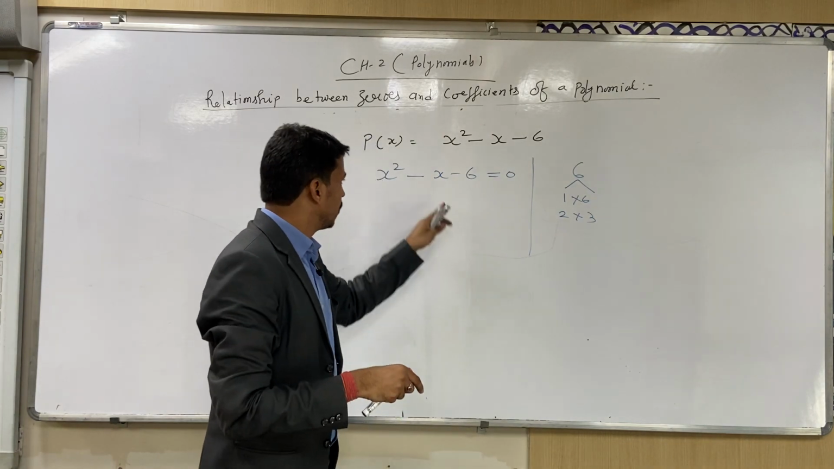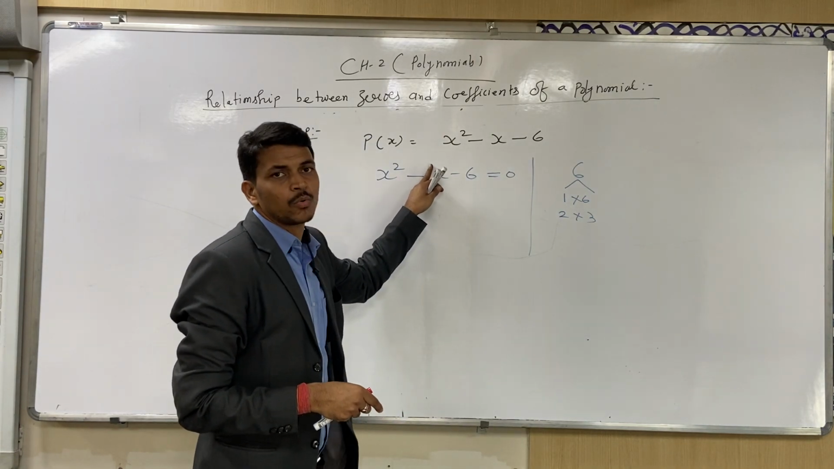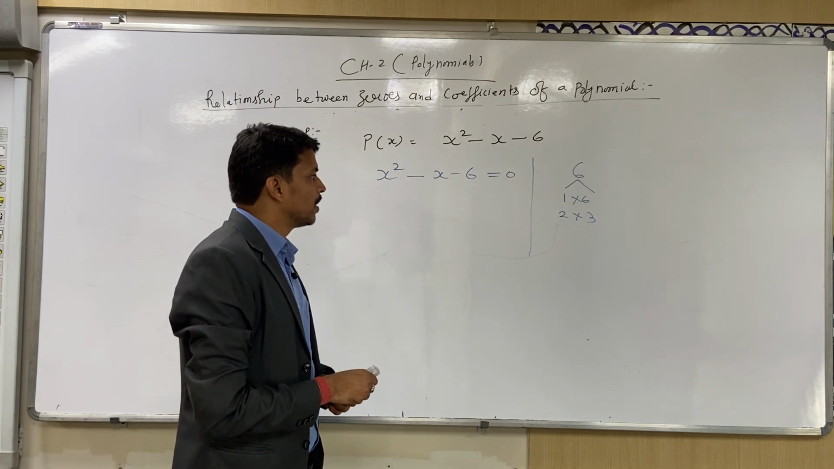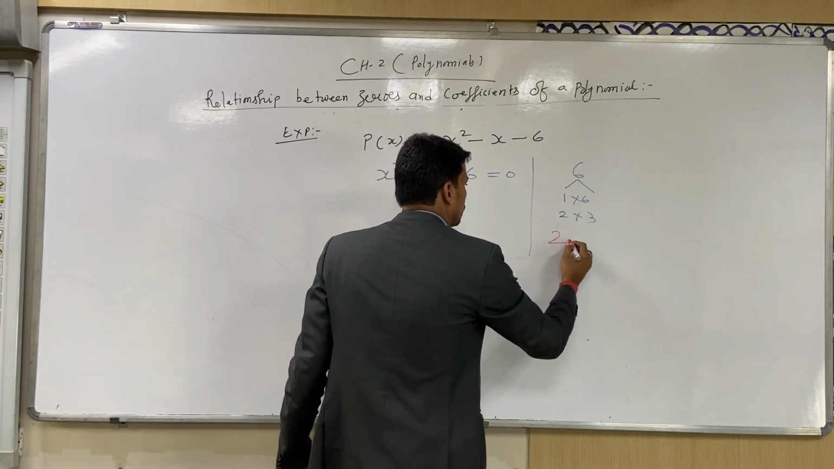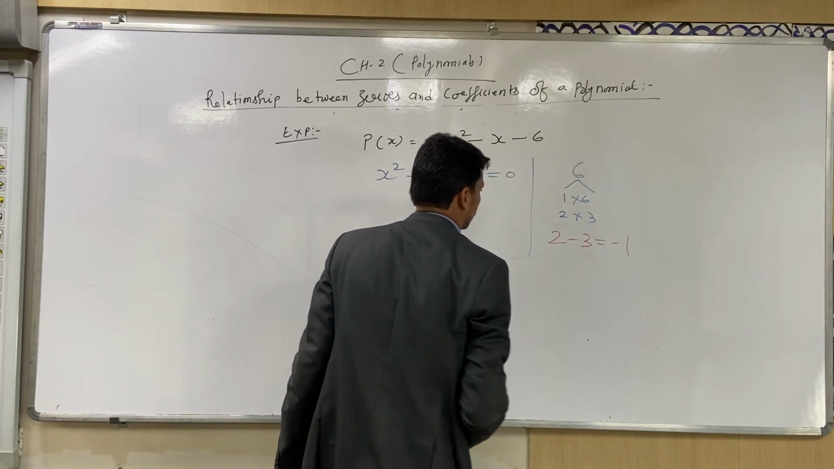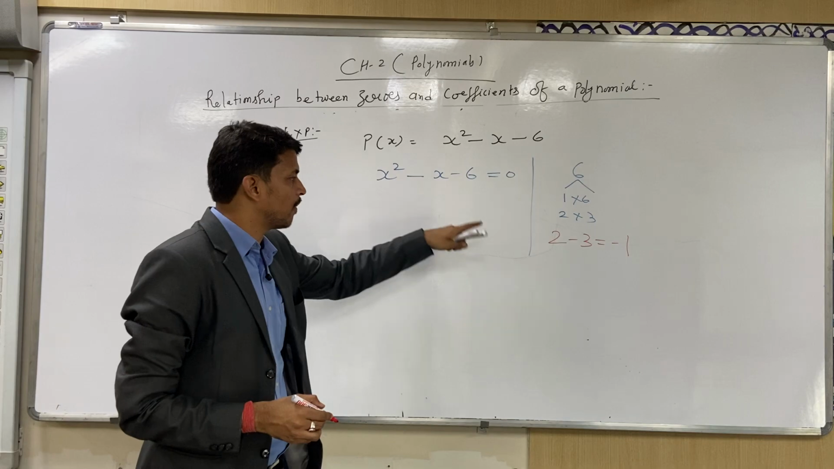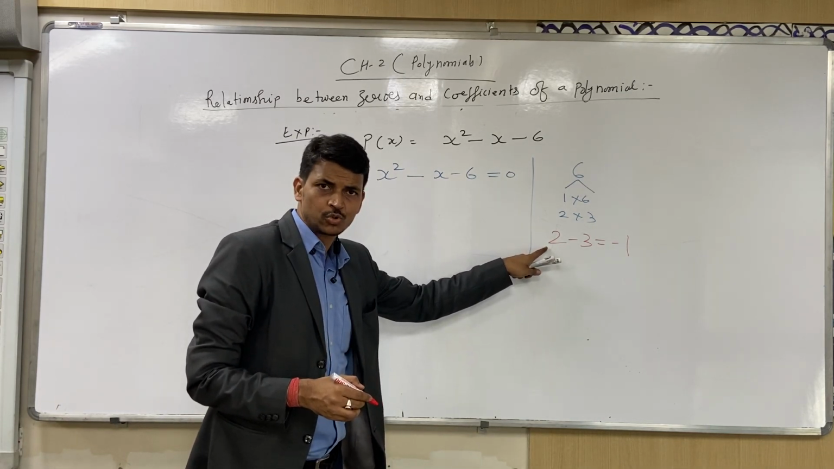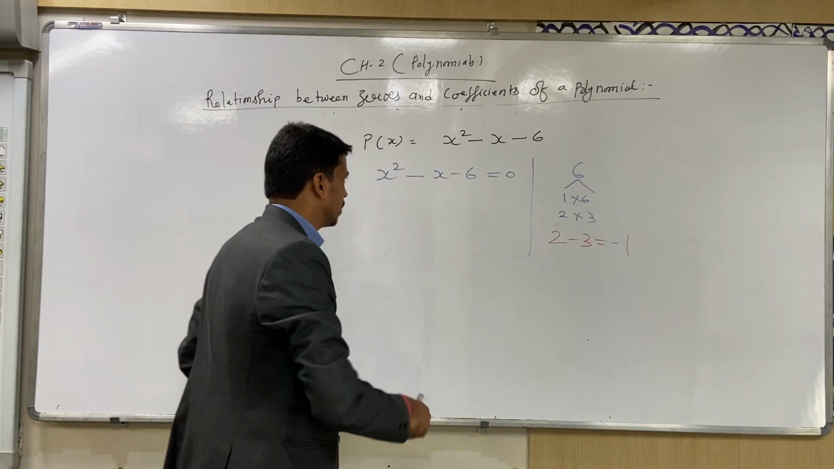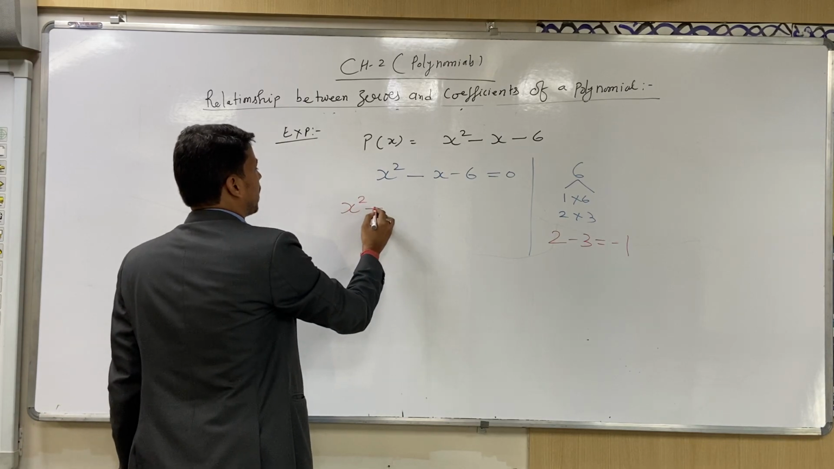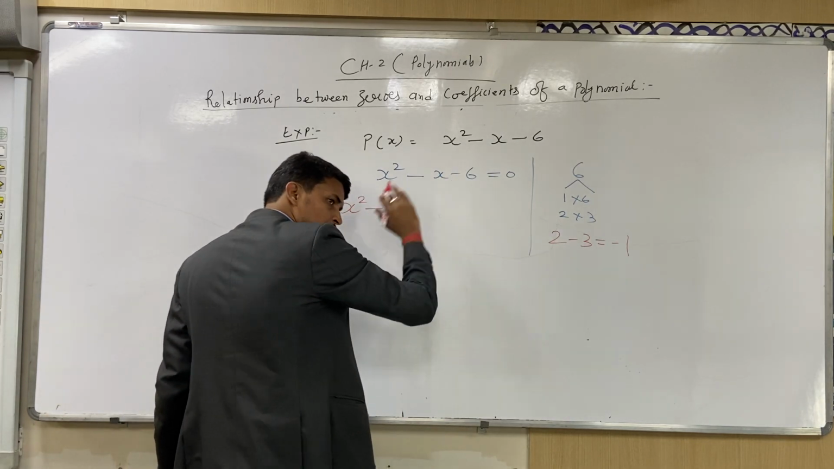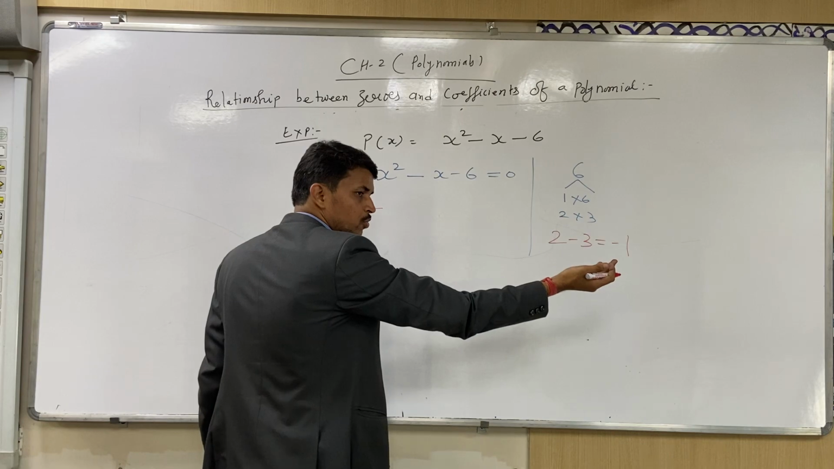After subtraction, we have to come up with minus 1. So what we can do, everyone? We can simply do 2 minus 3, which is equal to minus 1. It means that this minus x we can split into two terms, that is plus 2x minus 3x. So let us do that. That is x square minus 3x you can take first, and plus 2x afterwards.